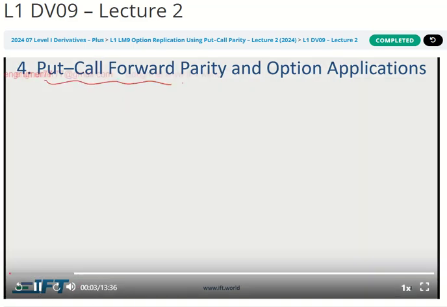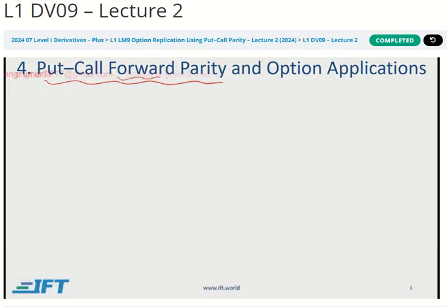On put call forward parity. And before I get into the put call forward parity, let me just recap a little bit of the discussion on a very simple forward transaction.